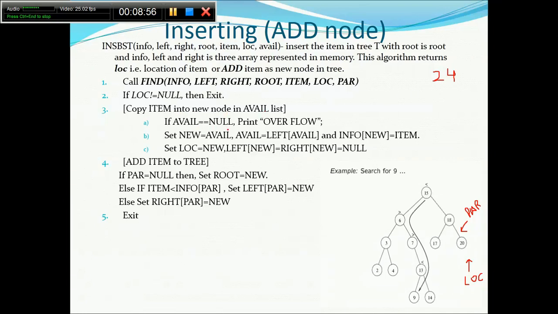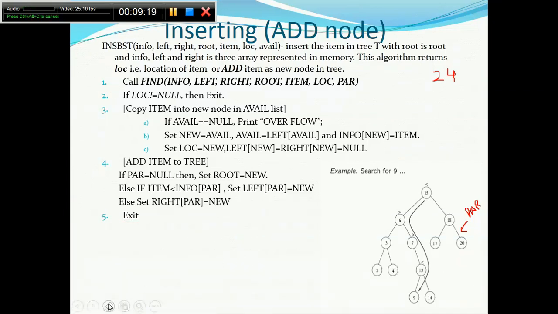So if avail is equal to null, this means I cannot obtain new memory. I will just print overflow and exit. Otherwise, from the avail list I will create a new node, and avail will jump to the left of the avail, and I will copy the item into the information part. Okay, so let me create this. Currently my LOC is null, so you have to take care of this.